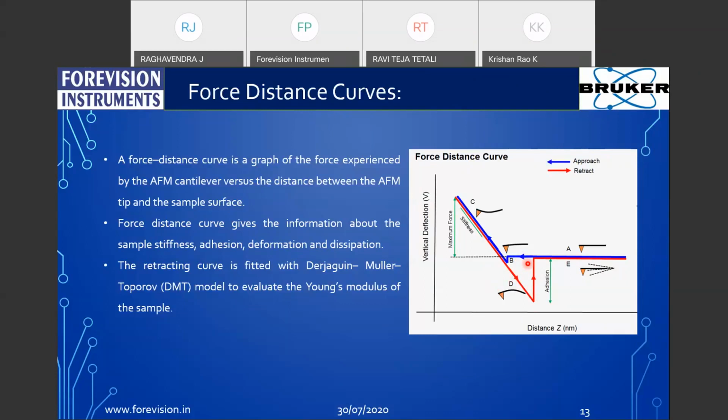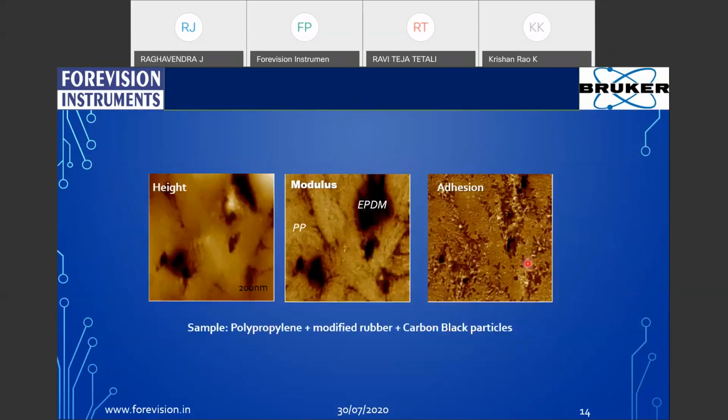So once we measure all these things, the AFM can give us images. This is one such image where polypropylene and modified rubber with carbon black particles are mixed. The first image shows us the height variations, and the second image gives us information about the different moduli present in the sample. And then the third image gives us the adhesion information of the sample at each pixel.